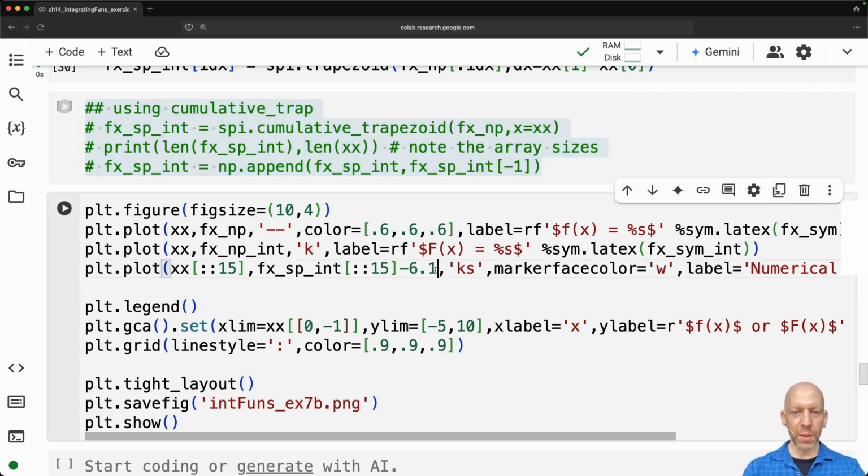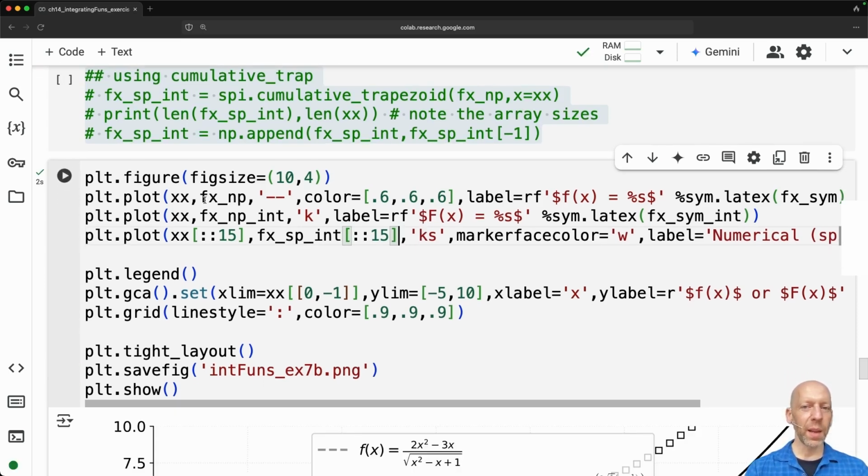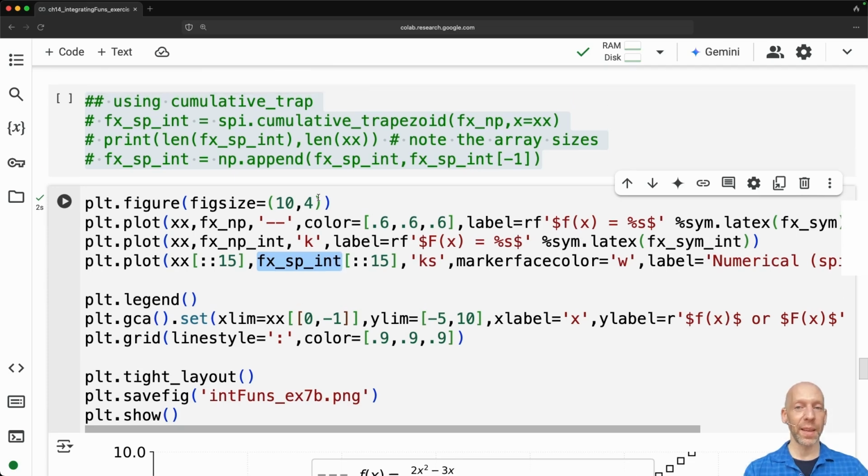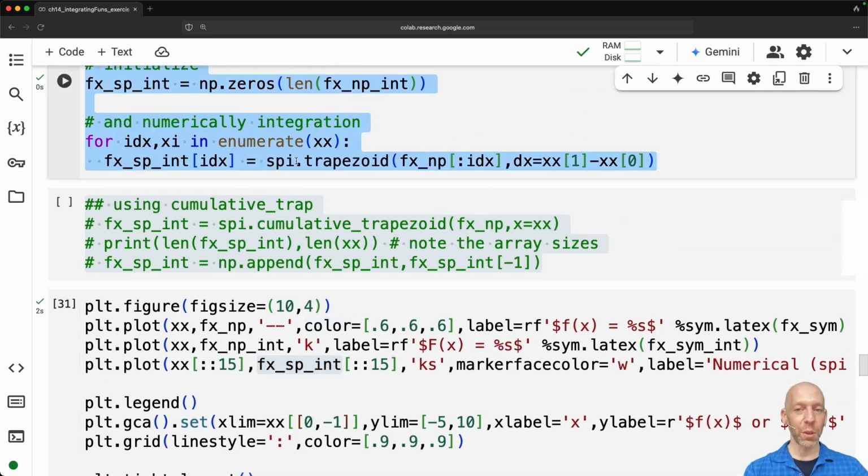Okay, so now for starters, let me just delete this for a moment. Here you see I'm plotting the function, np is for numpy, of course. I'm plotting its integral, so its indefinite integral, and this comes from SymPy. So this is the exact result, the analytically derived solution. And now here I'm plotting the SciPy approximation that we just calculated up here in this for loop.